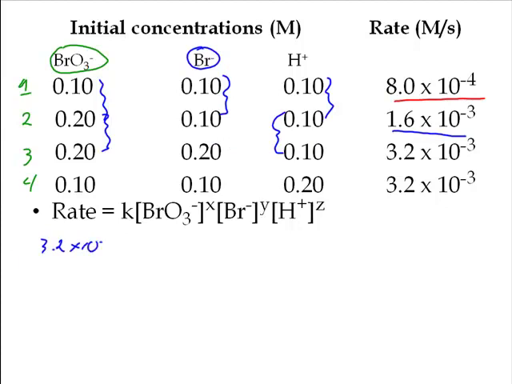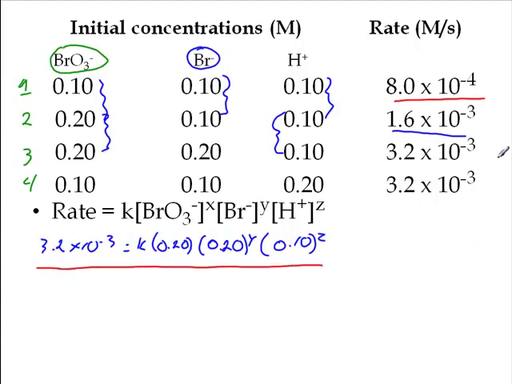3.2 times 10 to the minus 3 equals k times 0.20 times 0.20 to the y times H, which is 0.10. Okay, and then the other experiment is this one right here. The rate from this number right here is 1.6 times 10 to the minus third, k, 0.10, 20.